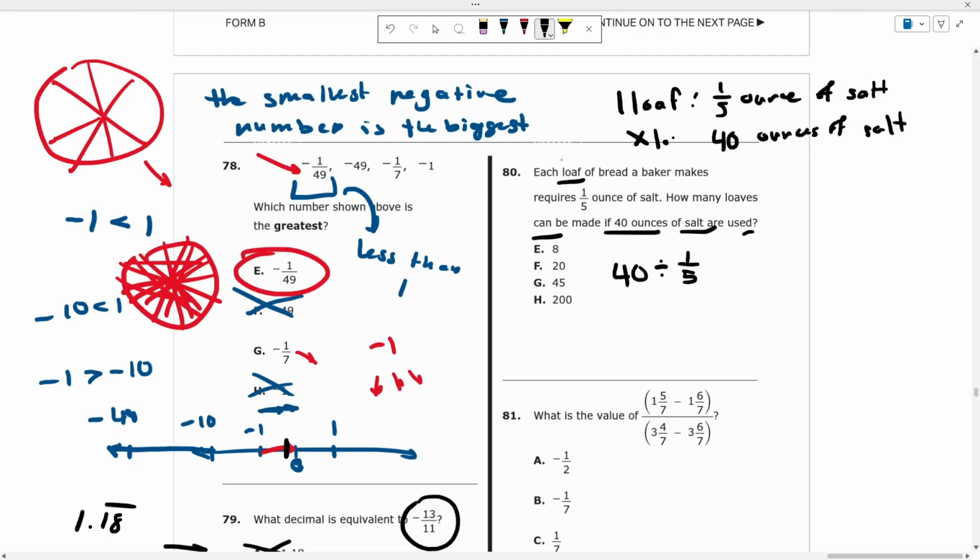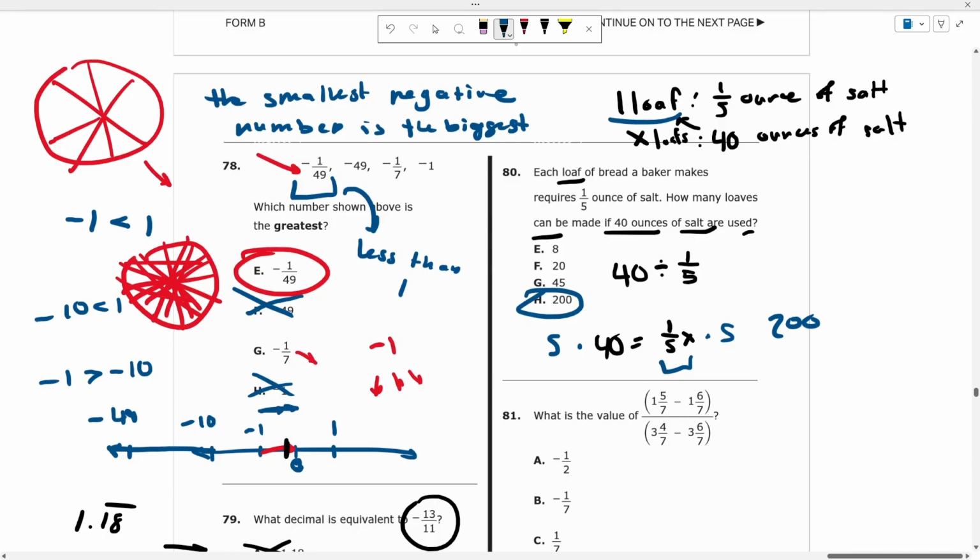So X loaves. Okay, and we could just cross multiply from here. So we have 40 is equal to 1/5 X loaves of bread. We could either divide both sides by 1/5, which is what I was doing up here, or we can just multiply both sides by 5. So if we multiply both sides by 5, we get that we can make 200 loaves of bread from 40 ounces of salt.